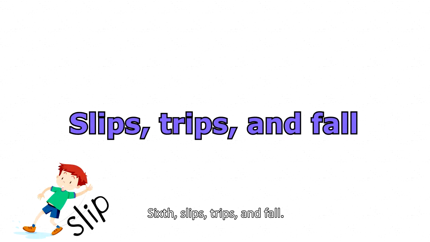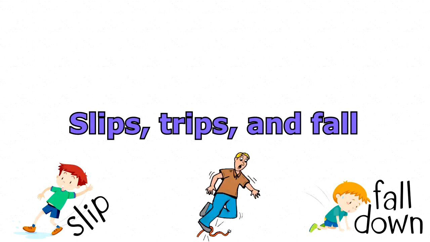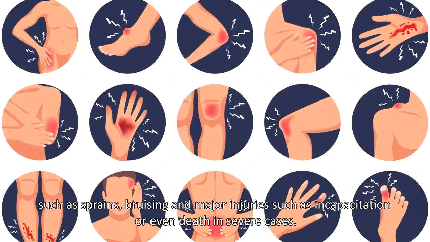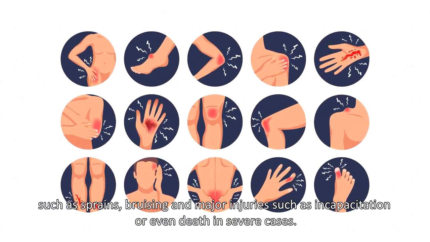Sixth, slips, trips, and falls. Slips, trips, and falls are the most common cause of accidents in schools. This can cause both minor injuries such as sprains and bruising, and major injuries such as incapacitation or even death in severe cases.